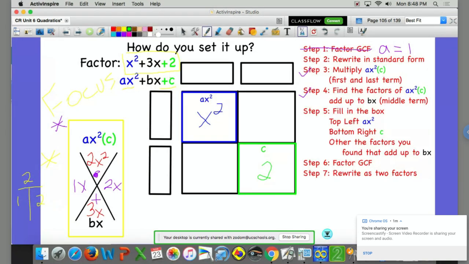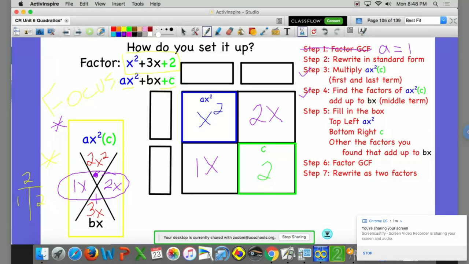So those two you can actually fill in even before you do the big X. The top left of the box and the bottom right of the box will always be your ax squared and your c. Now we're going to take the 2 factors that we found yesterday, the 1x and the 2x that we got from our big X, and plug those in. It doesn't matter where you put them. We're going to put the 1x in the bottom left and the 2x in the top right.